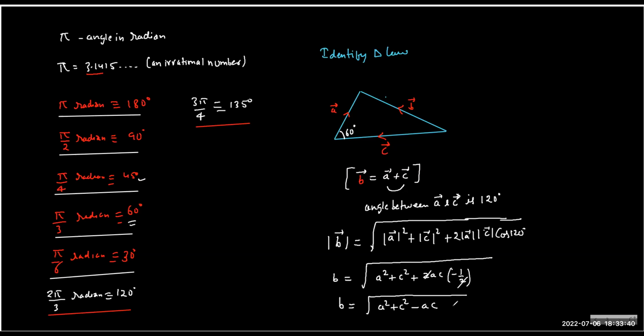So if given A and C, I can find the B vector directly by the formula. And the formula we have derived in the last lecture. So what is the formula? The resultant of two vectors formula. I hope you know.